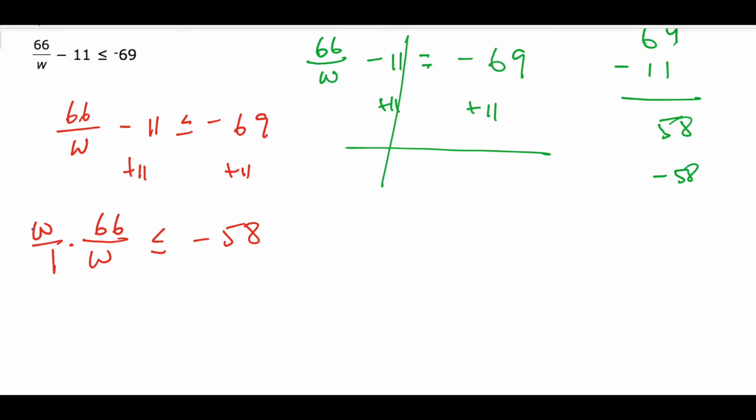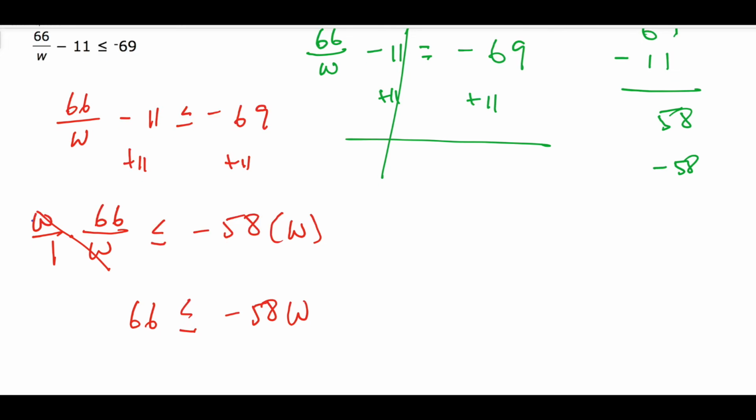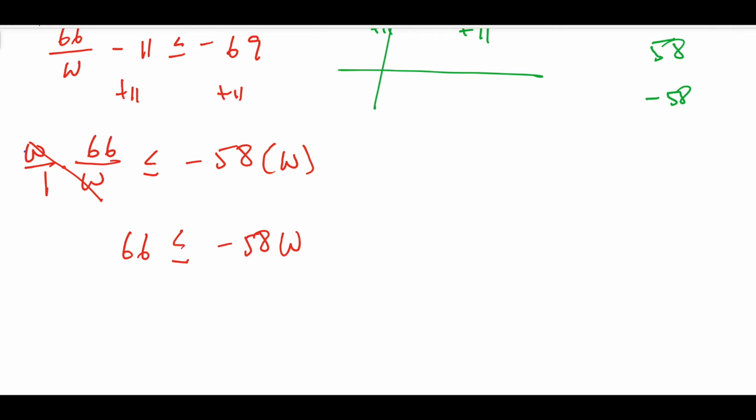So times W over 1 times W, and that wipes. And you get 66 is less than or equal to negative 58W. And if you hate seeing it like this, like I hate seeing it like this, you can flip it and go negative 58W. Just make sure you got your alligator mouth going the right way. The alligator mouth is pointing towards the negative 58W. You want to make sure that it's like that. You with me?